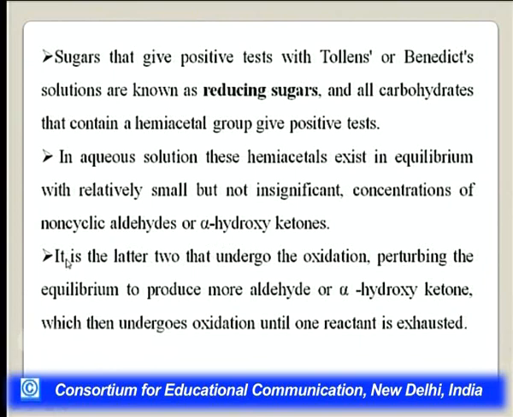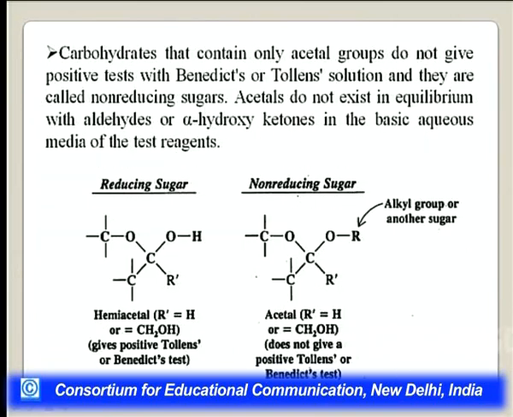In case of fructose, it is the latter two that undergo the oxidation, perturbing the equilibrium to produce more aldehyde or alpha hydroxy ketone, which then undergo oxidation until one reactant is exhausted. Carbohydrates that contain only acetal groups do not give a positive test with Benedict or Tollens solution. They are called non-reducing sugars. Acetals do not exist in equilibrium with aldehydes or alpha hydroxy ketones in the basic aqueous media of the test reagent. So, here we can represent in this way what are the reducing sugars and what are the non-reducing sugars.